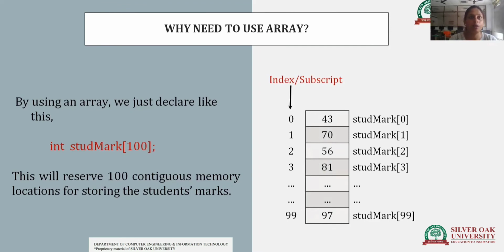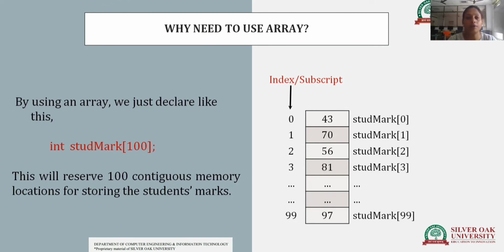If we have a variable, we give it different names. One variable name we cannot assign to another variable, so only one position or one space is occupied for one variable. But here all array elements, or 100 array elements, have the same name, that is student mark.